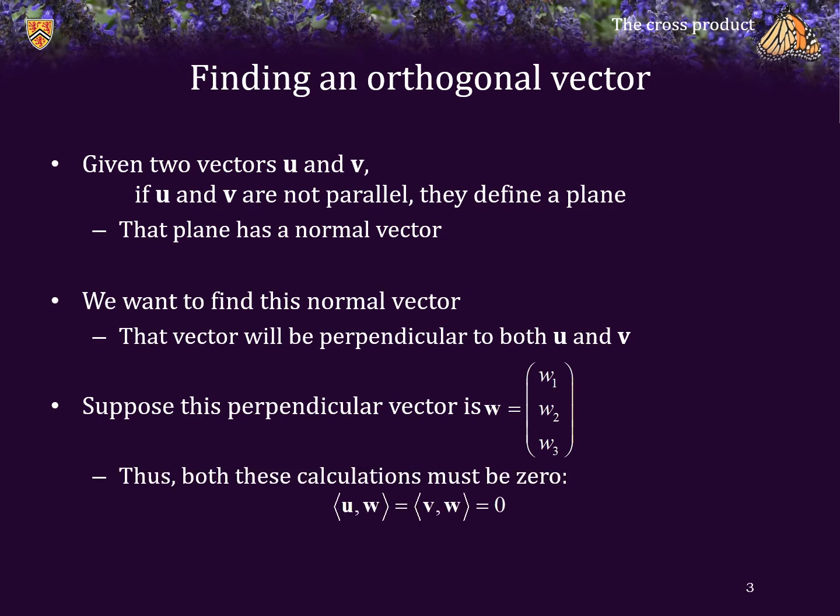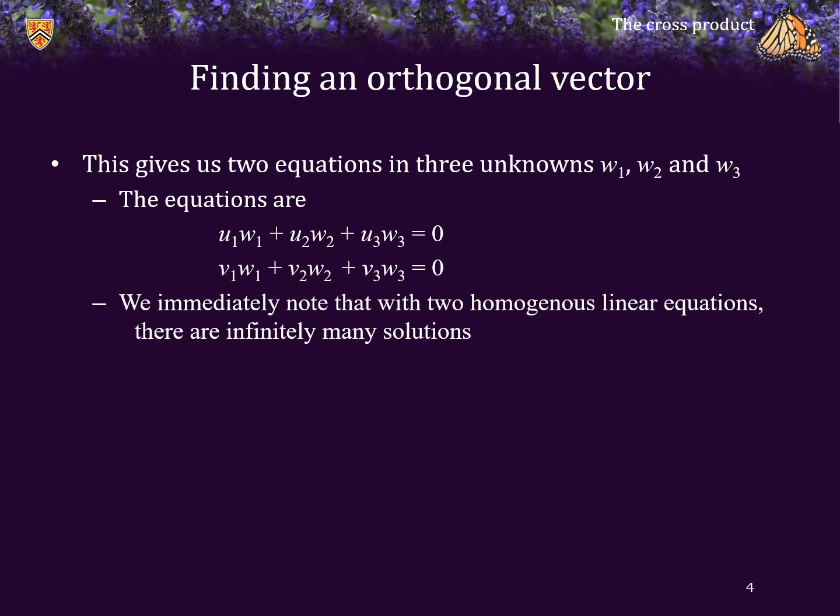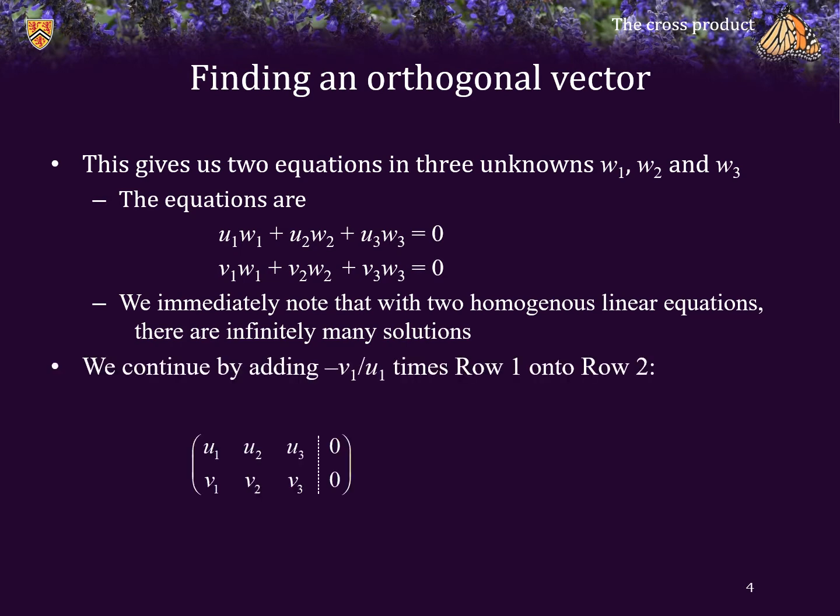Now, if w is perpendicular to both u and v, then both of these inner products must be 0. Those two inner products being 0 gives us two equations in three unknowns, w1, w2, and w3. These are those equations, and as you can see, they're homogeneous. So now that we have two homogeneous linear equations in three unknowns, there must be infinitely many solutions. So how do we solve this system?